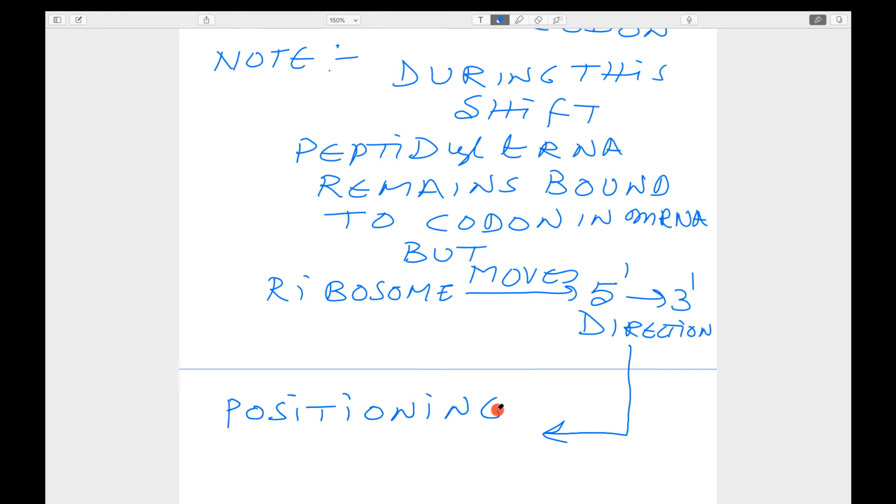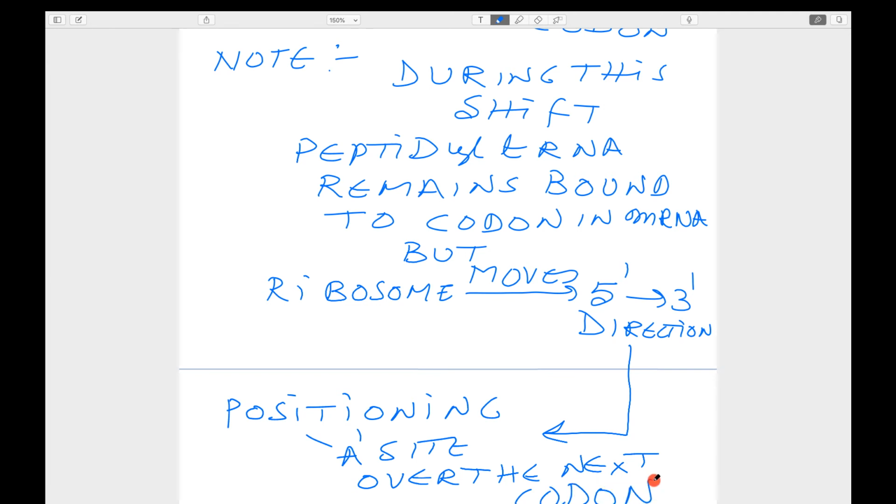See here, positioning A site over the next codon. Here ribosome movement is taking place by one step ahead. So positioning A site over the next codon is the aspect which is taking place.